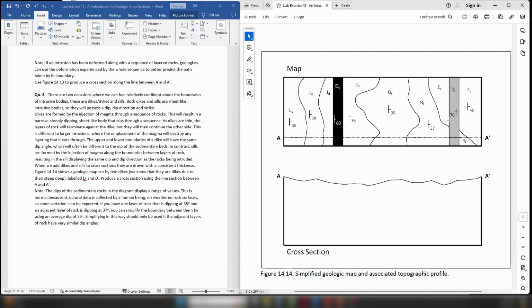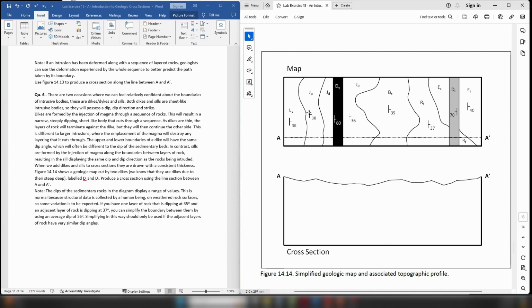They tend to cut through sequences of sedimentary rocks at relatively steep angles, so anywhere between vertical, so 90 degrees, and about 70 degrees. So the upper and lower boundaries of the dikes will be 70 degrees and 70 degrees in the case of di, and 80 degrees and 80 degrees in the case of dy. Please note the dip directions for both of these dikes. And so you're going to project the boundaries down onto the cross section below, and then you're going to draw the margins of the two dikes into the cross section.